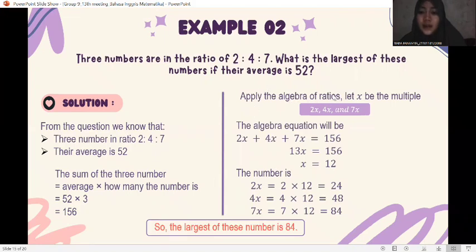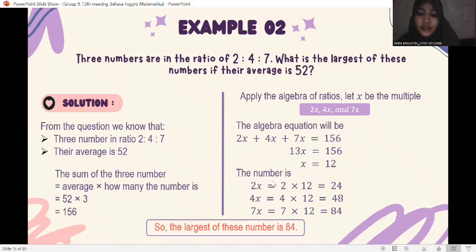Apply the algebra operation. Let x be the multiple, so 2x, 4x, and 7x. The algebra equation will be 2x plus 4x plus 7x equals 156. So 2x plus 4x plus 7x equals 13x equals 156. On both sides we can divide by 13. So x equals 12.